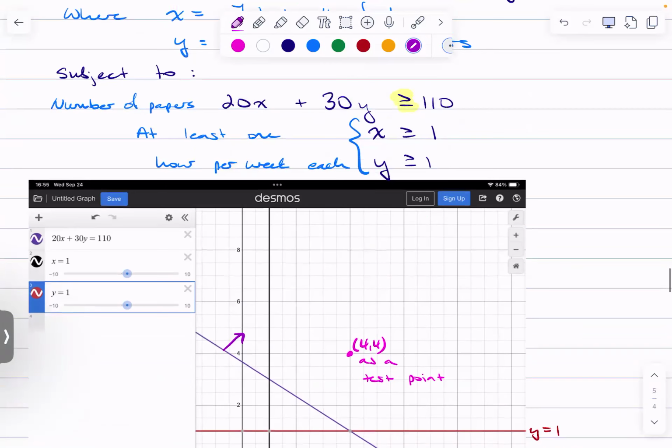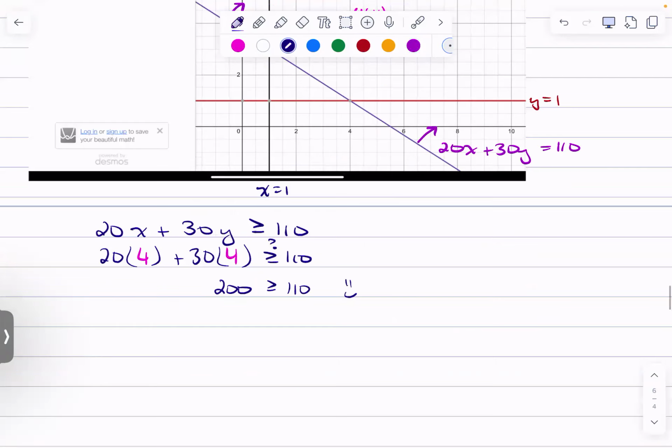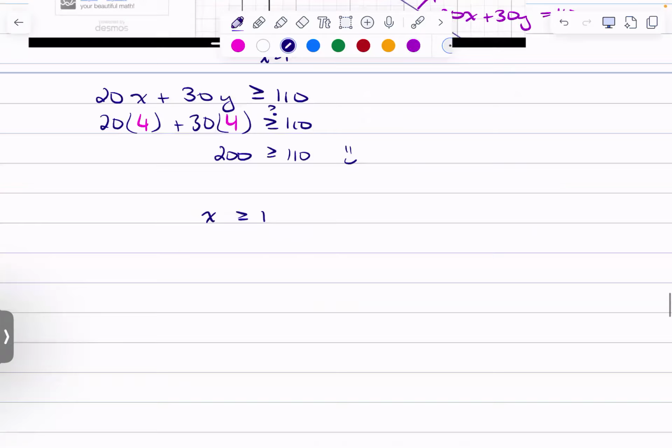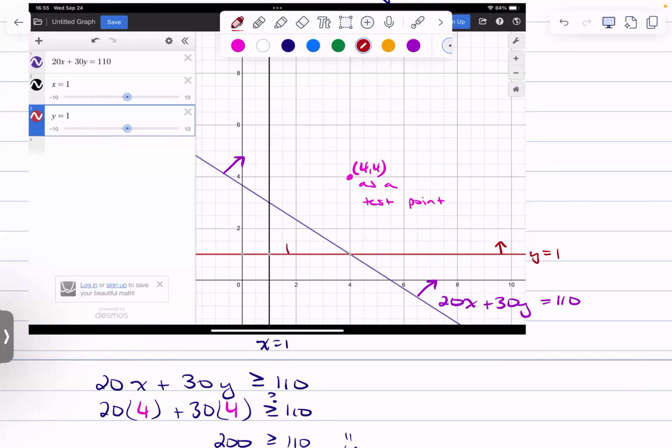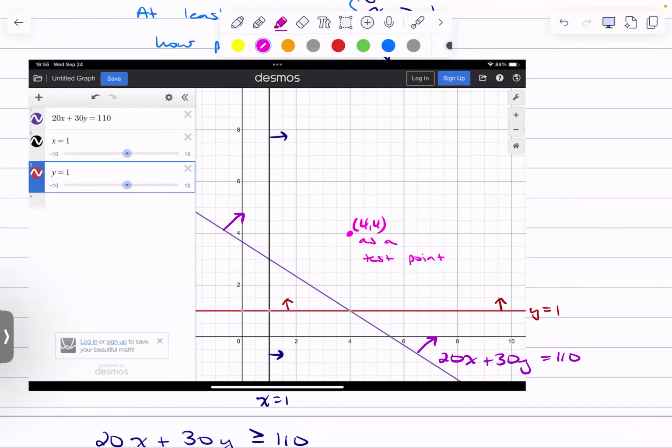Now for the easy ones, if x is 4, x has to be greater than or equal to 1. Well, I chose 4, which is greater than or equal to 1. And y has to be greater than or equal to 1. Well, I chose 4, which is greater than or equal to 1. So that test point is in the feasible set for all of these lines. So if I consider the overlap, where is my region? Well, I can go all the way down to here, down, and over, and then it goes all the way out.